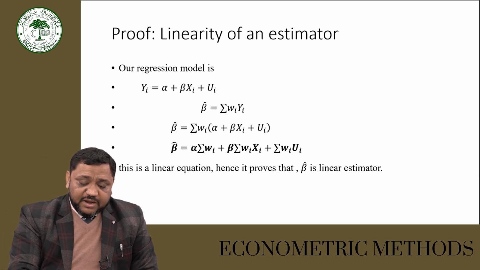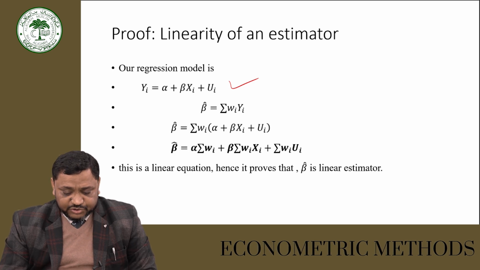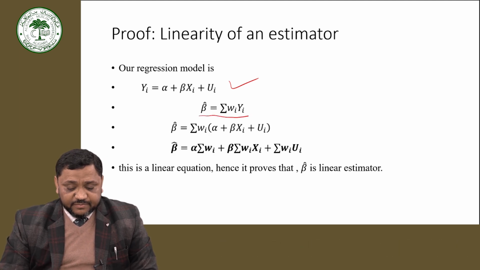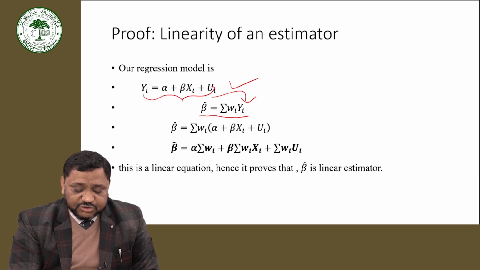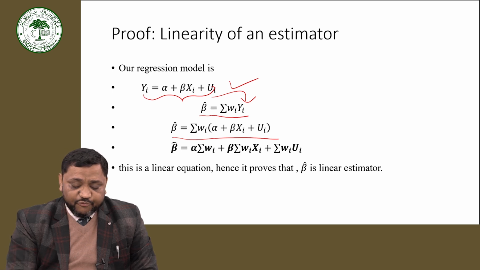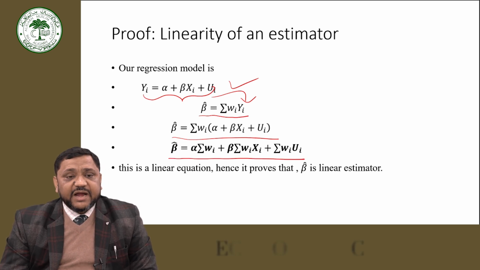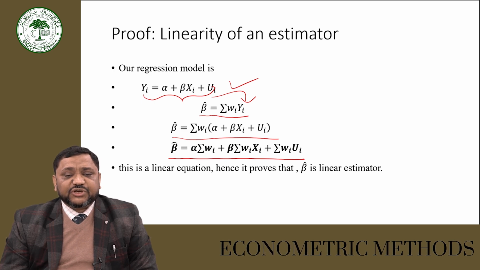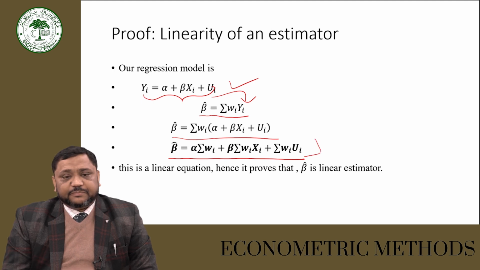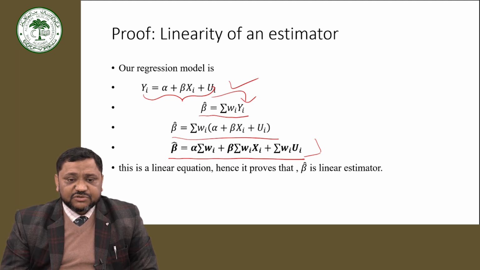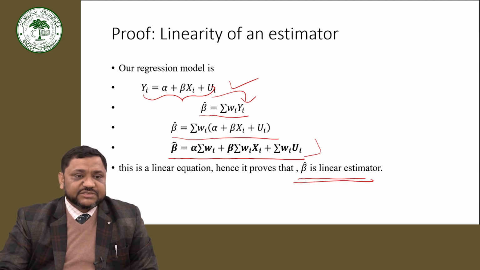Now, our regression model can be defined as yi is equal to alpha plus beta xi plus ui. Just now we have proved that beta hat is equal to summation wi capital yi. Now, we put this yi over here, so we get the equation beta hat is equal to summation wi under bracket alpha plus beta xi plus ui. We open the bracket and we get beta hat is equal to alpha summation wi plus beta summation wi capital xi plus summation wi ui. Now this equation is linear, as there is no square term or cubic term in any of the variables or the parameters. Hence, we have proved the first thing, that beta hat is a linear estimator.